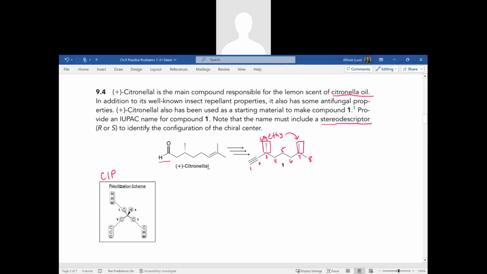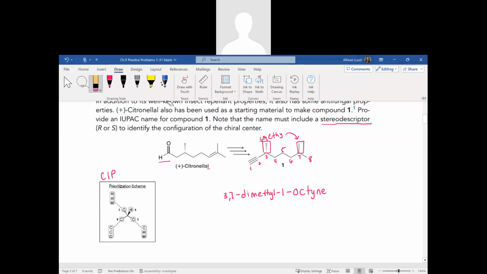All right, so our parent is going to be an octyne. The triple bond starts at carbon 1, so I'll call it a 1-octyne. And then I also have to name my dimethyls, right? So I have dimethyl, and I have to give both of those locants. So that would be 3,7-dimethyl-1-octyne so far. And the only thing that we're missing is our stereo descriptor.